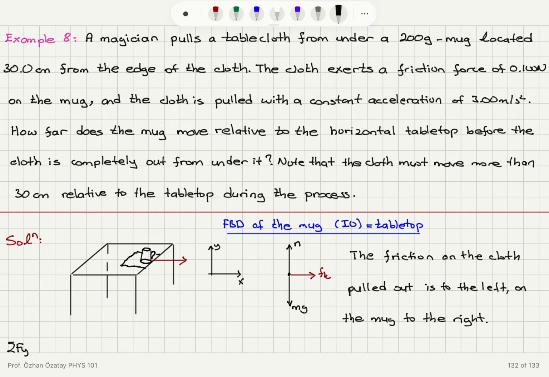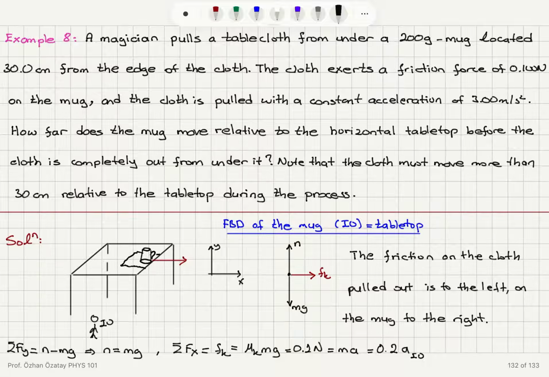Okay, the net force on the y-axis is the normal force minus mg, and there's no motion on the y-axis, so normal force is equal to mg. The net force on the x-axis is the kinetic friction, which is mu k times the normal force. Normal force is mg, so it's mu k times mg, which is 0.1 newtons. It's given in the problem statement, and this is mass times acceleration, and basically the mass of the mug was 200 grams, so it is 0.2 kilograms, 0.2 times the acceleration. So the acceleration here is the acceleration reported by the inertial observer, and the acceleration reported by the inertial observer is 0.1 divided by 0.2, 0.5 meters per second square.